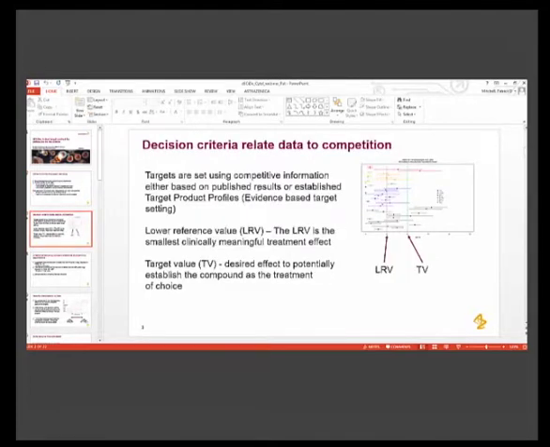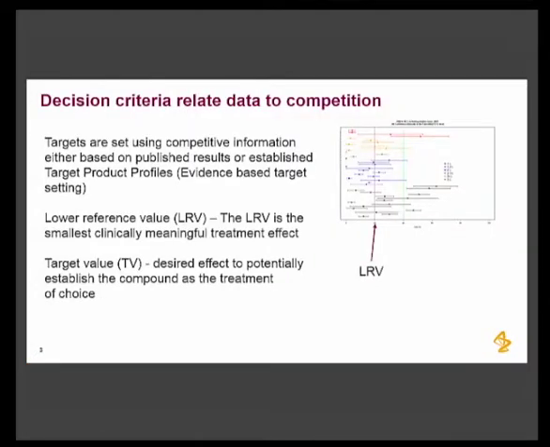So the first step in doing that, I think, is not really in the decide tool, but it is part of our process, and that is trying to set the two targets that we have as inputs for the method. The first one is the lower reference value, and the lower reference value is what we think we need to achieve in order for the drug to be at least licensable, if you will. So it's the smallest clinically meaningful treatment effect that we could observe.